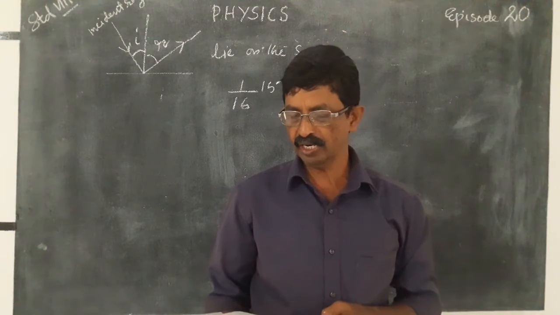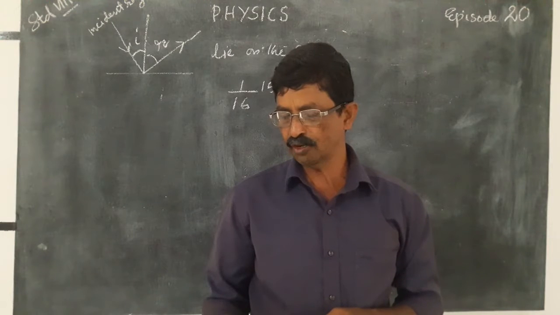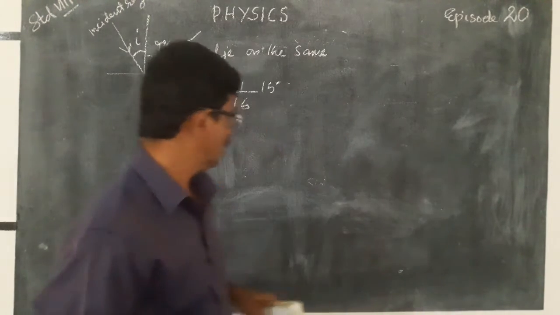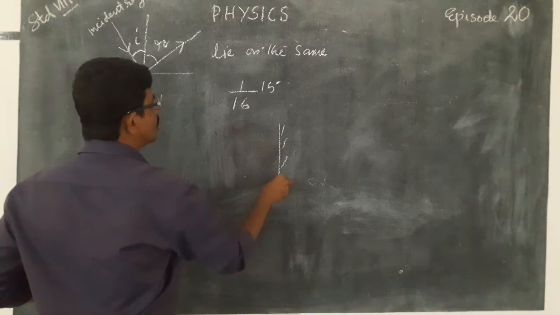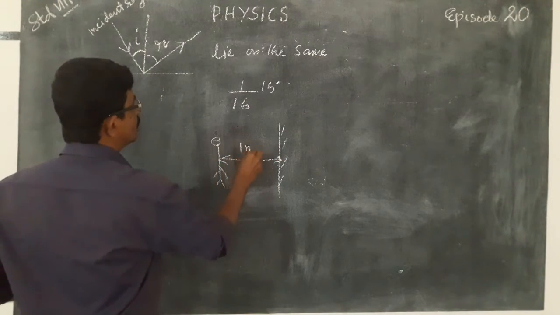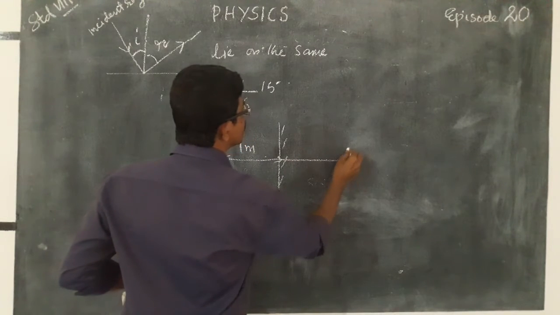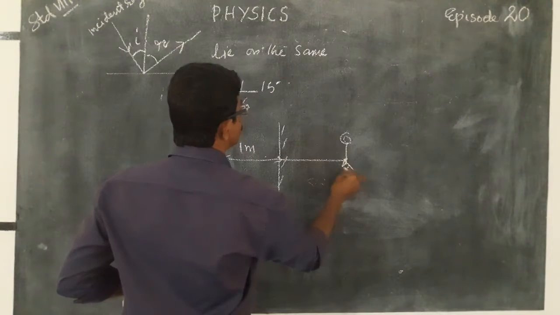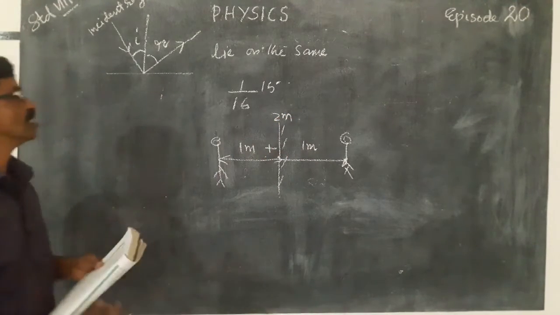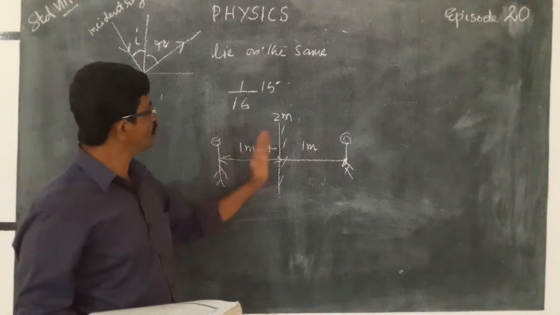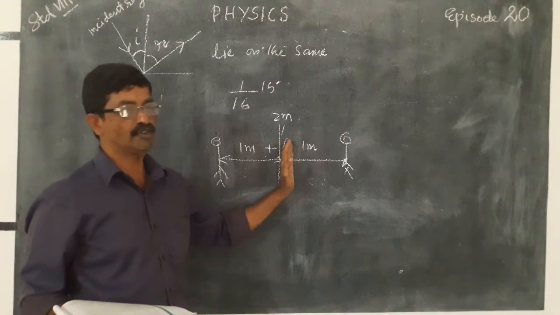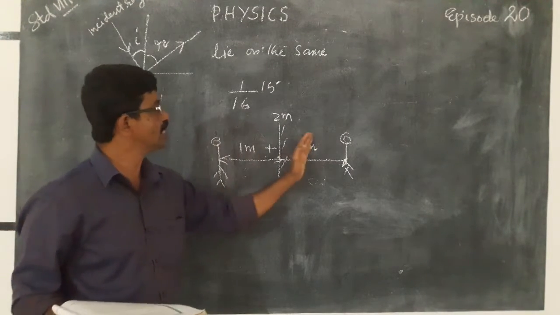Next, question number six: fill in the blanks in the following. A person 1 meter in front of a plane mirror seems to be dash meter away from his image. Here is a mirror, a person is here at a distance of 1 meter. Then its image is here, that is also 1 meter. So total 1 plus 1 equals 2 meter. The distance from mirror to object is 1 meter, similarly the distance to image is also 1 meter. So he appears at a distance of 2 meter from him.